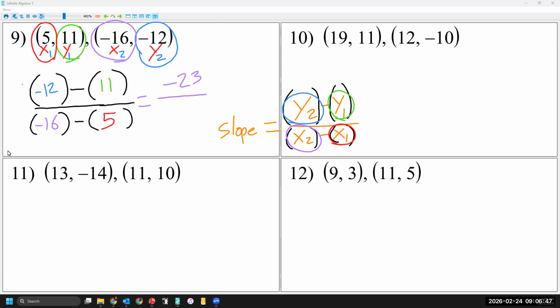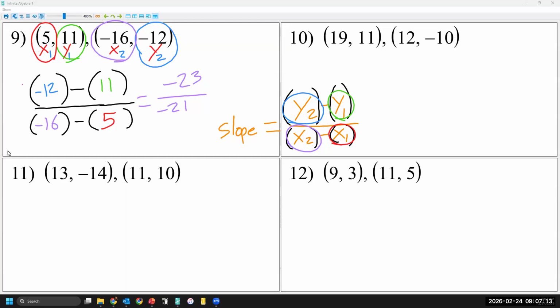All right, what about the bottom? I have negative 16, so I owe somebody $16, minus 5, so I owe another $5. So I owed them $16, now I owe another $5. So 16 and 5 make negative $21.